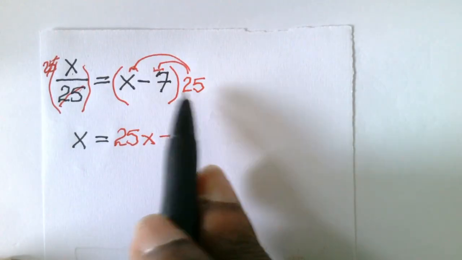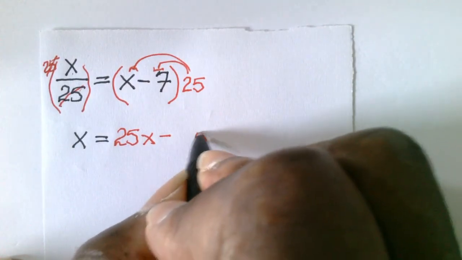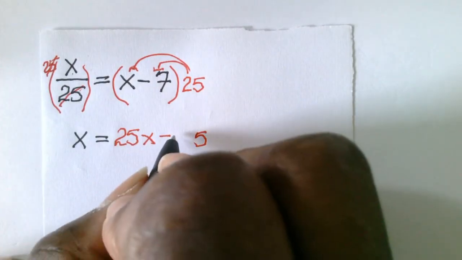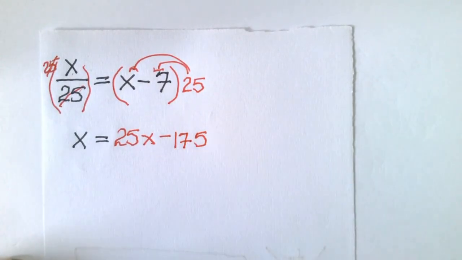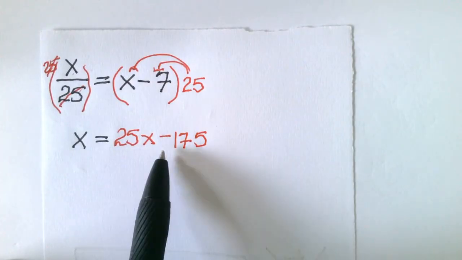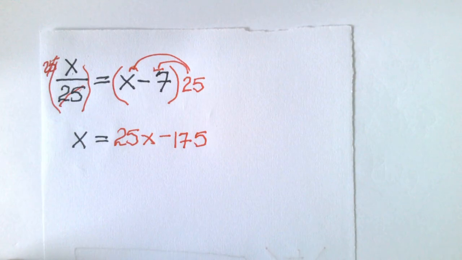So now we just have to do 25 times 7. So 5 times 7 gives me 35. Carry the 3. So 7 times 2 is 14 plus 3 is 17. Okay. So now we have x equals 25x minus 175. What do we need to do next? Because our goal is to solve. What should we do next?